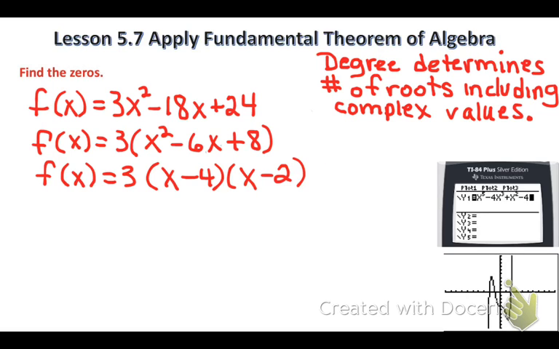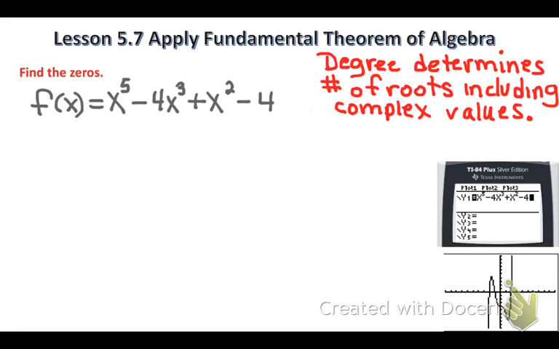Let's look at a pretty basic polynomial. So we can see that the degree is 2, so we should end up with 2 solutions. We're going to factor out the common monomial, which was 3, and when I got to x squared minus 6x plus 8, I could factor it one more time and get x minus 4, x minus 2. So I can see that my roots are going to be 4 and 2, and I could determine those by using the zero product property. So again, I ended up with 2 solutions, and my highest degree was 2.